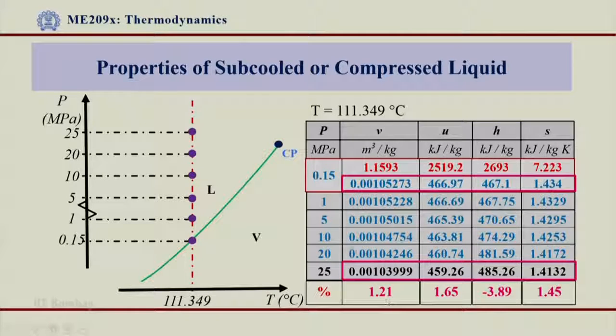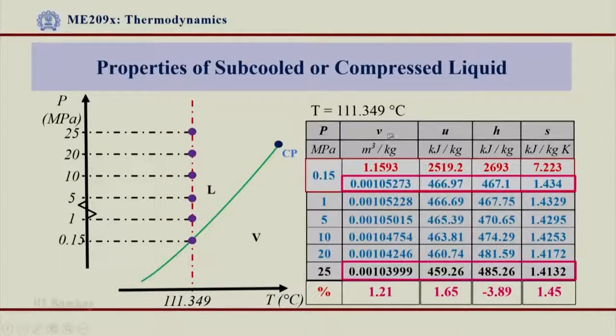It means that even if I got the liquid compressed from 0.15 to 25 MPa, if you see the pressure ratio, this pressure ratio is of the order of 200. So, even if the pressure ratio has increased from 0.15 to 25 MPa, when specific volume, thermal energy and entropy are considered, the property value changes are very small, while there is some change, let us say a significant change of minus 3.89%, as far as enthalpy is concerned.